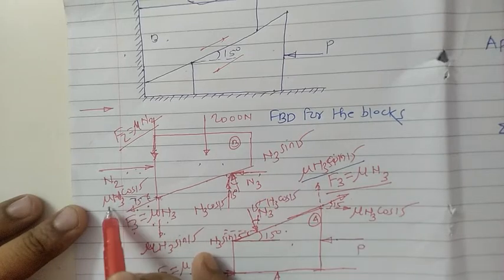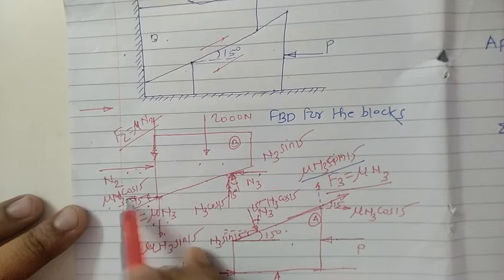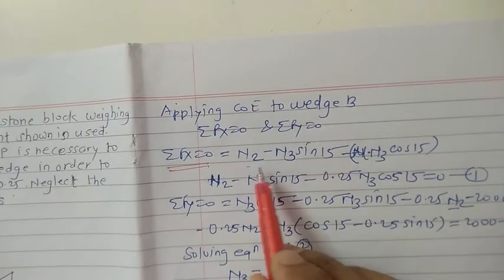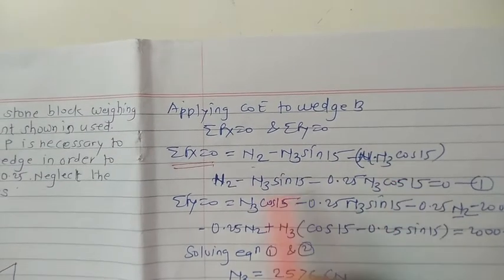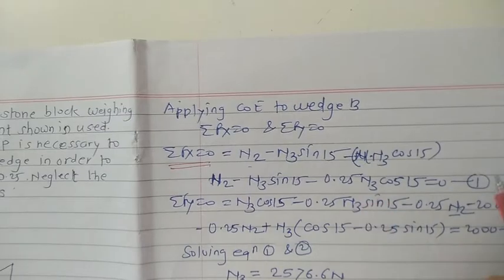Then mu into n3 cos of 15, this force running again in the opposite direction, you have to give the minus sign for the same. So we can get this relation in this way. So this is the equation with us in terms of n2 as well as n3. Give equation number 1 for this.